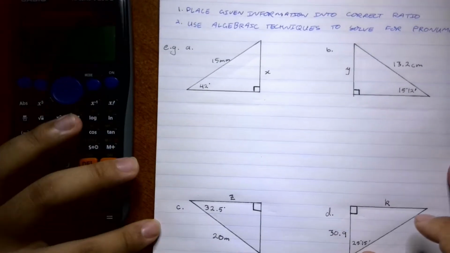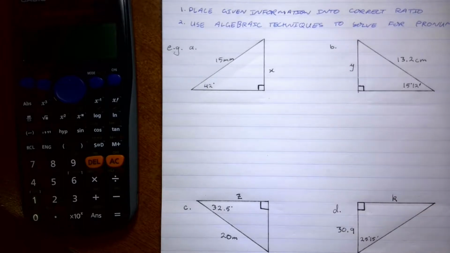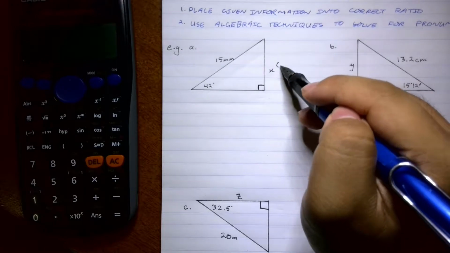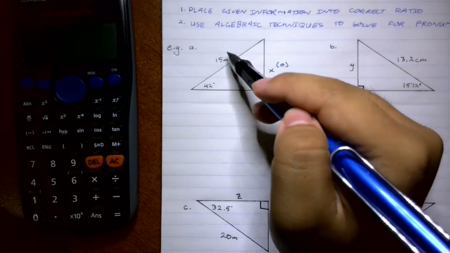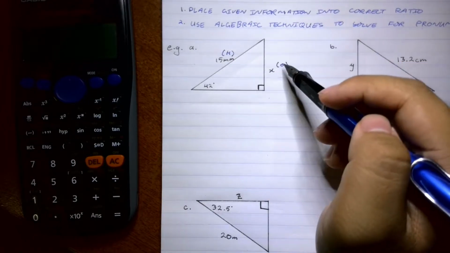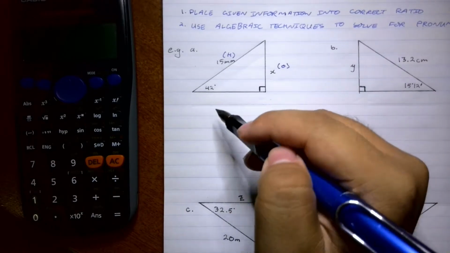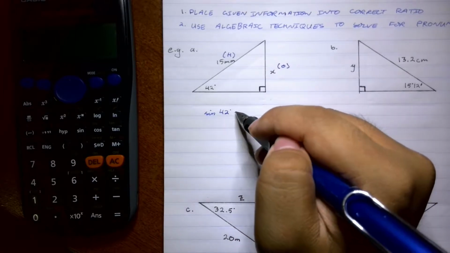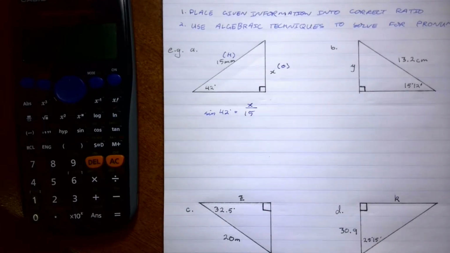So let's first place the information that we have in this triangle into the correct ratio. Here, from our angle, we have the opposite, and we are given the hypotenuse as well, so that's h. Which ratio do we know that uses the opposite and the hypotenuse? Well, if you answered sine, you are correct. So it's sine of 42 degrees is equal to x over 15.